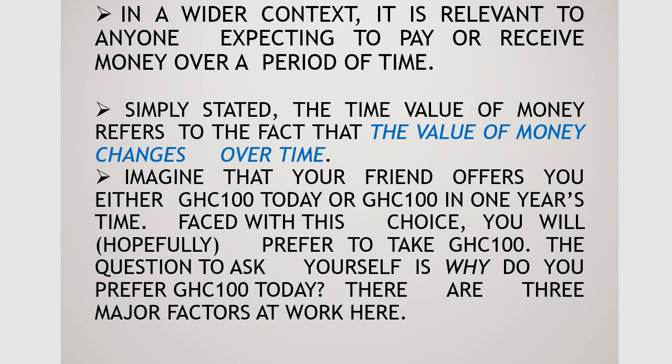So there are three factors that will work here, because if you take the money now, whatever you want to use the money to buy, you can buy with it. If you take the money in a year's time, since the time value of money changes over time, it means that in a year's time, the value of that 100 cedis will not be able to buy the things you could have been able to get if you bought them at the time it was offered to you. Please, I hope you are getting it. Good. So all these, we have some factors that are affecting it.